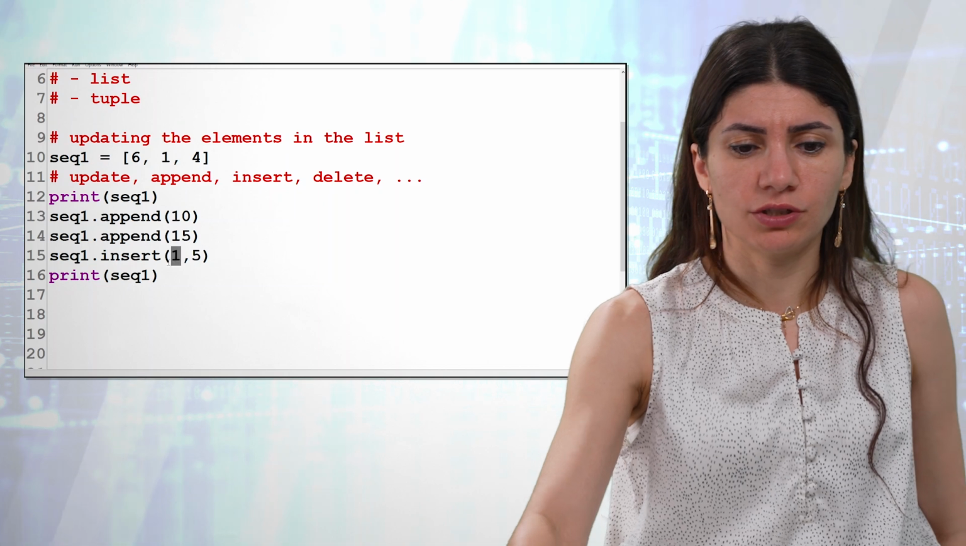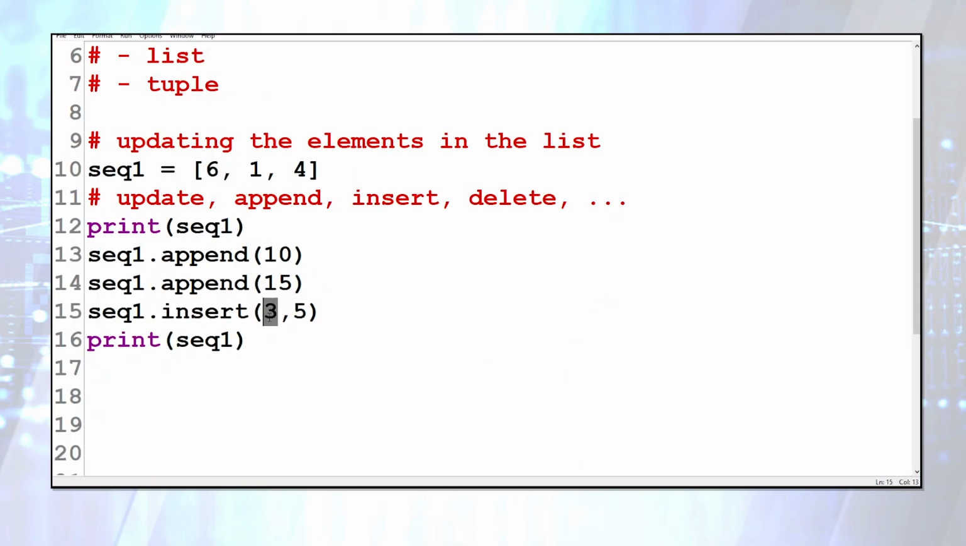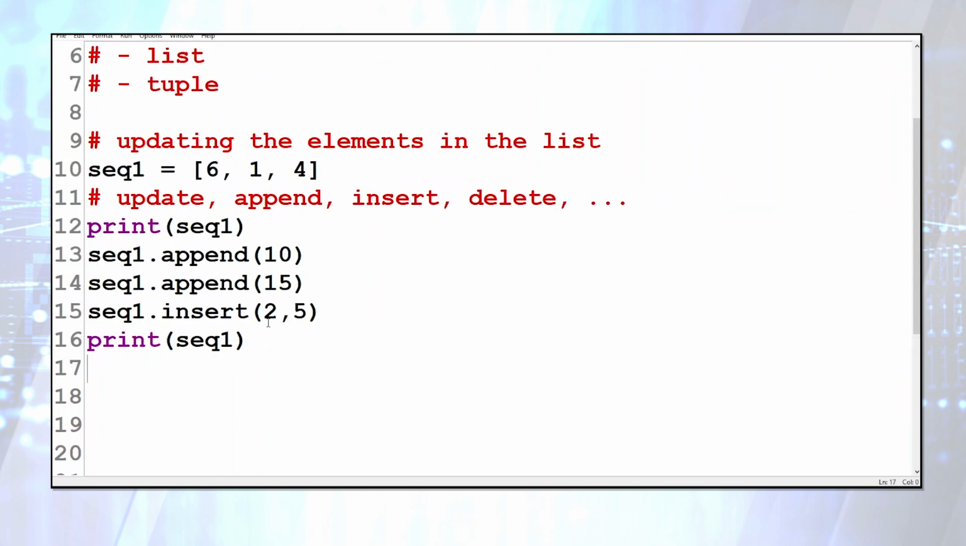If you want to insert it some other place, let's do 2. So you have index number 0, index number 1. So it's going to be here between 1 and 4 this time because I changed the index number to 2. So if we do that, now we have 6, 1, and 5 is between 1 and 4, and it's going to hold index number 2 because we asked it to be at index number 2. And then the second one is basically the value that you want to insert.